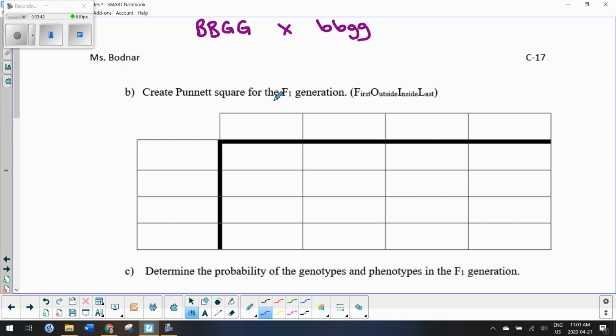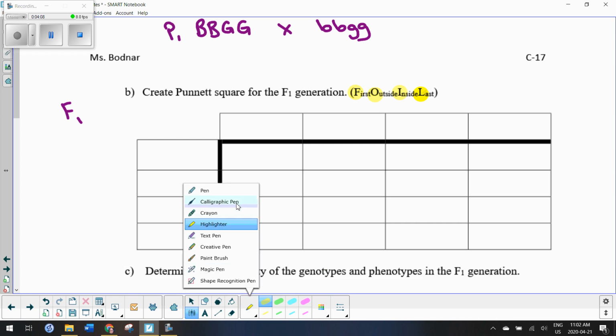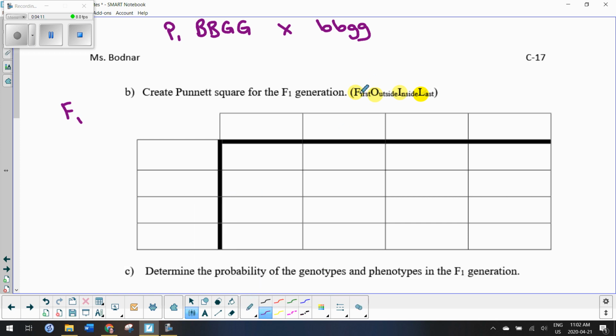Okay, so it says create a Punnett square for the F1 generation. This is your parental generation 1, and this is going to be our filial generation 1. When you're creating Punnett squares for a dihybrid, you must remember to FOIL. FOIL used to be a math term that a lot of students used. I don't know if it's used so much in math anymore, but the letters of FOIL represent what you're doing. You're taking the first alleles, the outside alleles, the inside alleles, and the last alleles. I'm going to show you what this means.